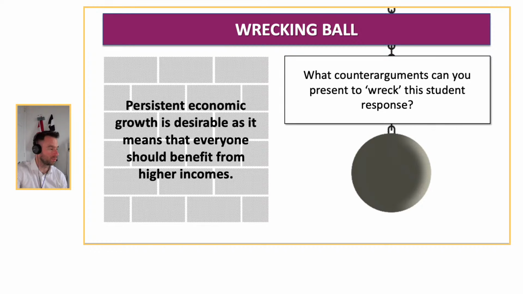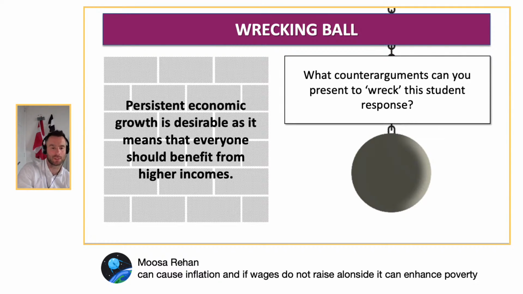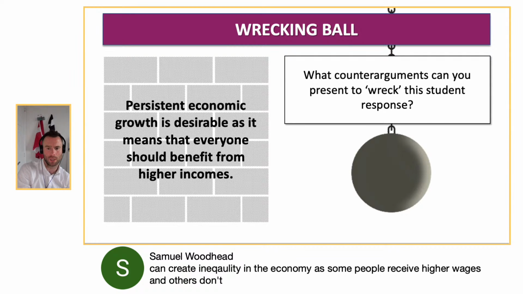Right, some answers coming through. Great work. So Atrox has come in and said that economic growth causes inflation, meaning that some people could have a fall in their real income. I think that's a really valid point, and it's technically correct, isn't it? Well done. We've seen that actually over the last 3 years or so. So Moose has said that it could cause inflation, particularly if wages don't increase.